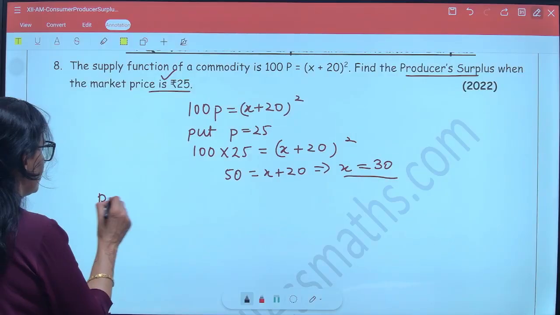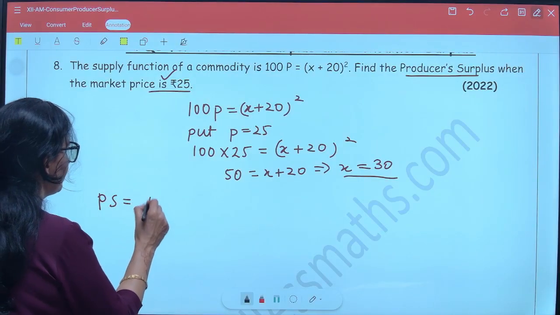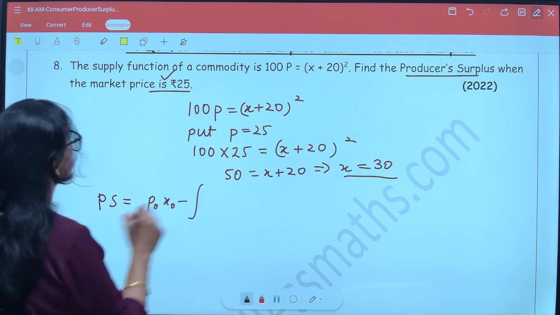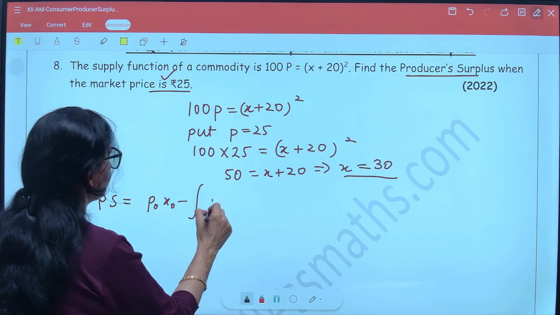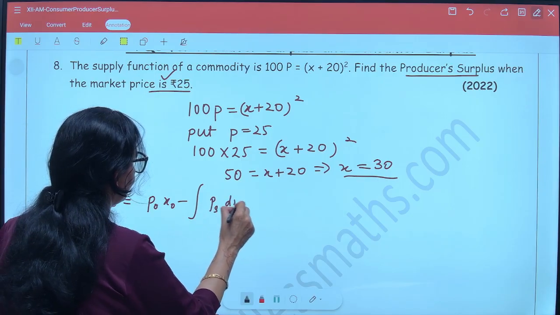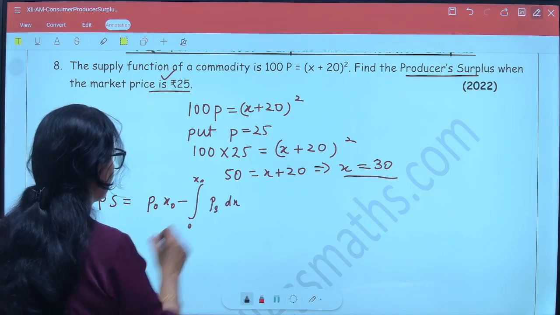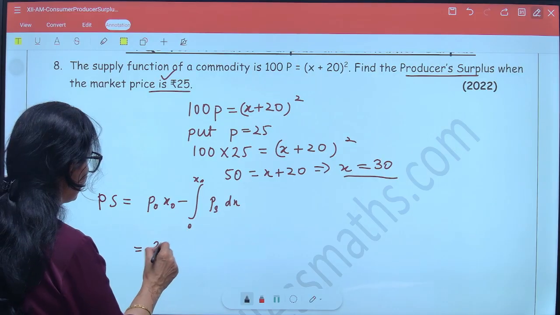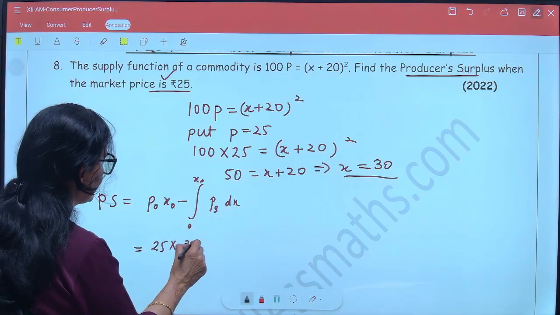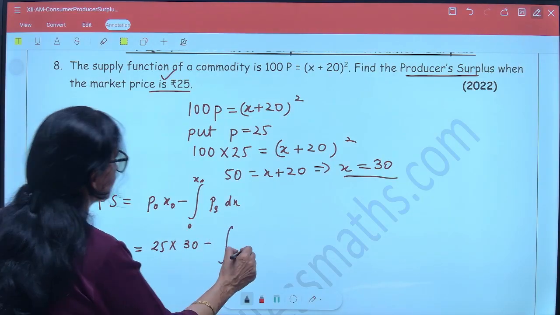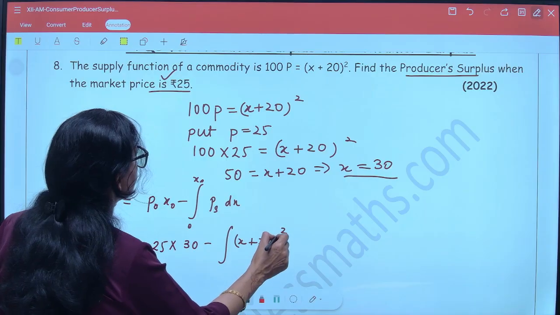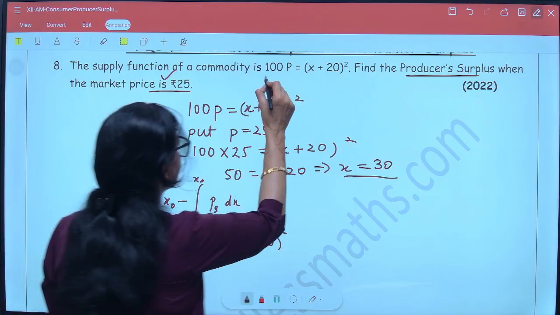So let's do that. Producer surplus is P naught x naught minus the integral of the supply function with the limits 0 to x naught. So let's put all the values here. What is the price and quantity? Price is 25, quantity is 30, minus the integral of the supply function, which is (x plus 20) whole square. Okay, this is a little different.